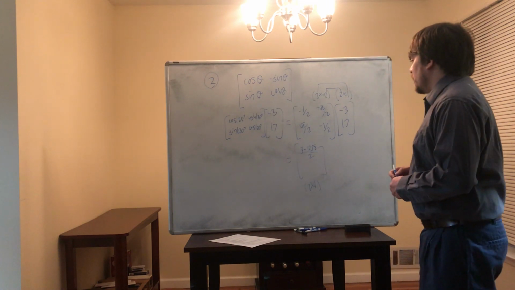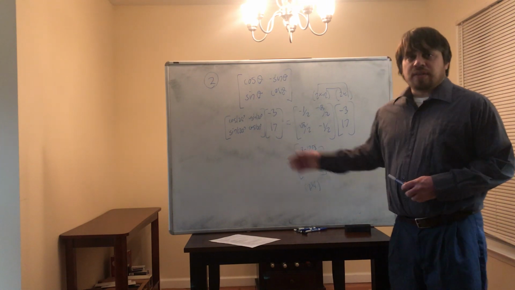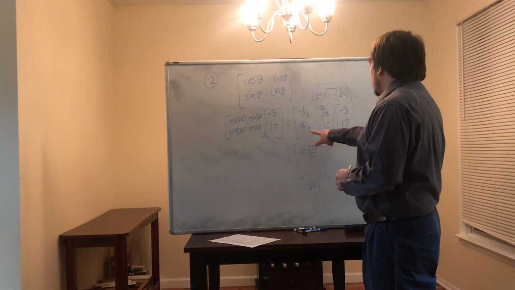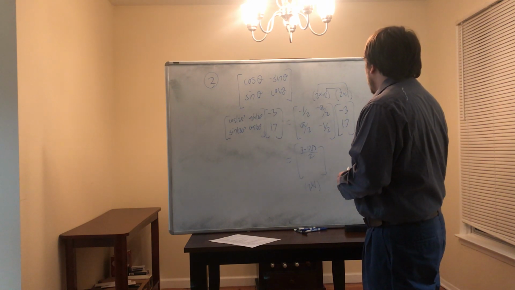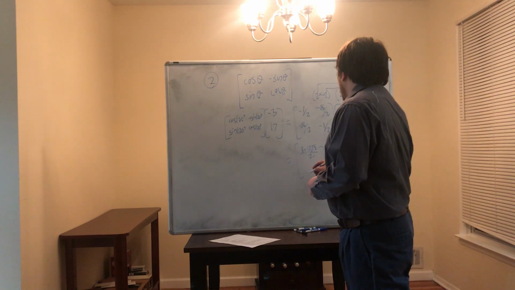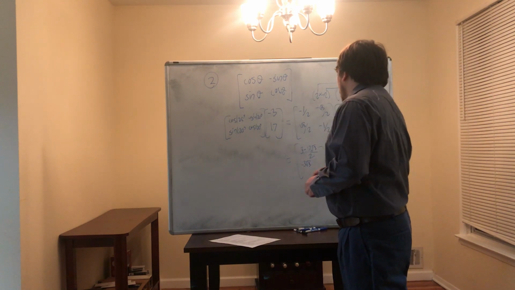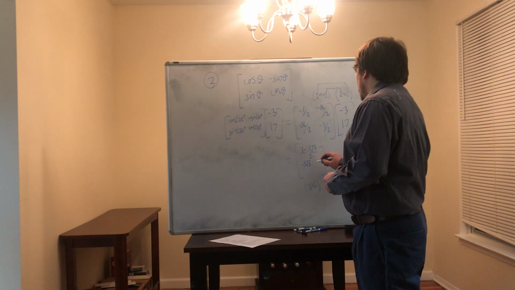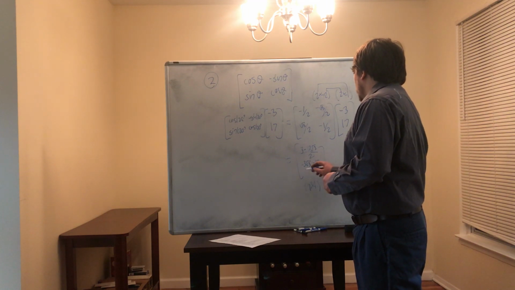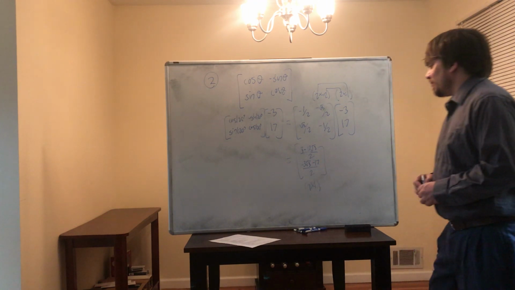Okay, and you could leave it in radical form, you could leave it like that. And then this times this plus this times that, you get negative 3 root 3 over 2 minus 17 over 2. Okay?